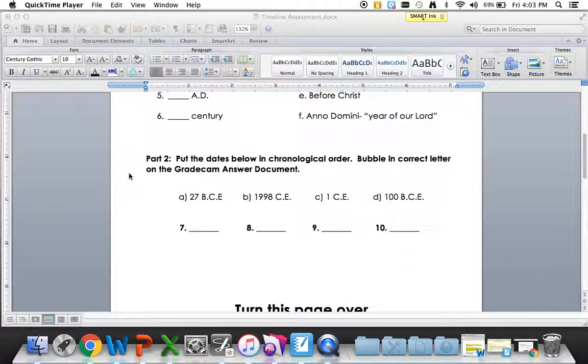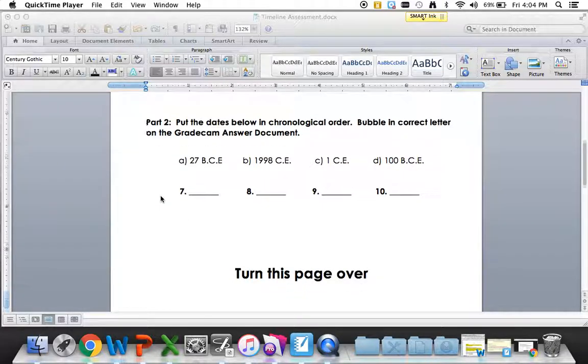Part 2. Put the dates below in chronological order. Bubble in the correct letter on the GradeCam answer document. A, 27 BCE. B, 1998 CE. C, 1 CE. D, 100 BCE. Turn the page over.